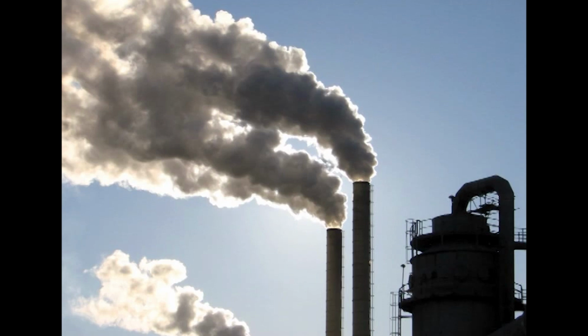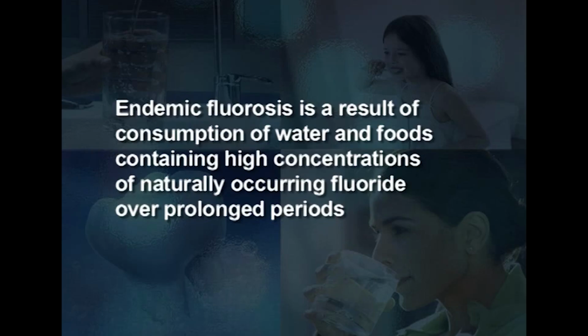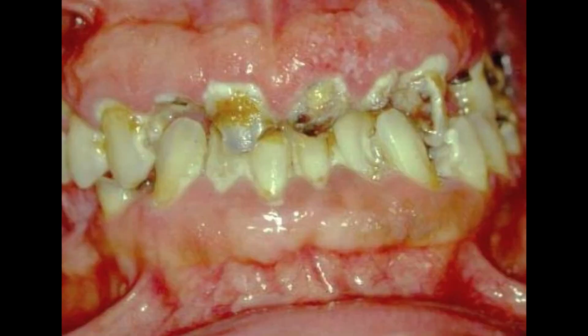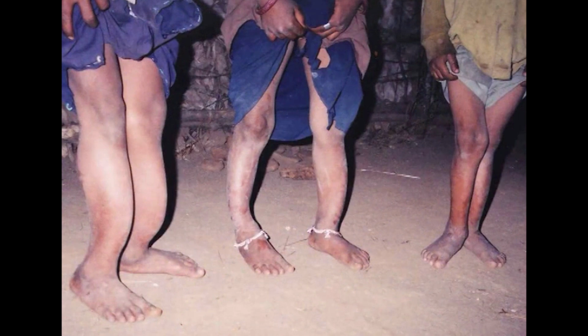Industrial fluorosis is seen in factory workers chronically exposed to fluorine gas emanating from industries based on fluorine containing ores, for example, the cryolite industry. Endemic fluorosis is a result of consumption of water and foods containing high concentration of naturally occurring fluoride over prolonged periods. In both these types of fluorosis, dental and skeletal tissues are primary targets and show the most significant changes.